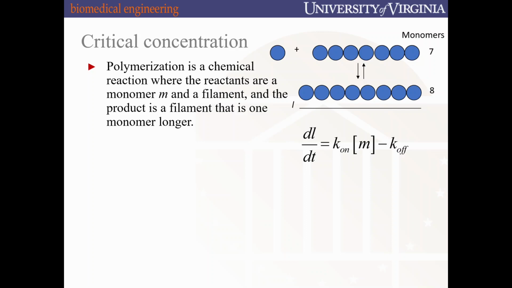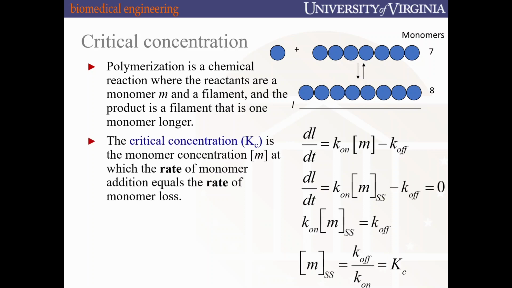The basic concept here is pretty simple. If the monomer in solution is above the critical concentration, we'll get polymerization and filament assembly. But if the monomer in solution is below the critical concentration, then we'll get depolymerization and filament disassembly. On this slide, we're going to go over a way to model this behavior mathematically, using the polymerization reaction on the right, where the reactants are a filament of length L and a monomer M, and the product is the same filament that's now one monomer longer in length, going from 7 to 8 in this example.